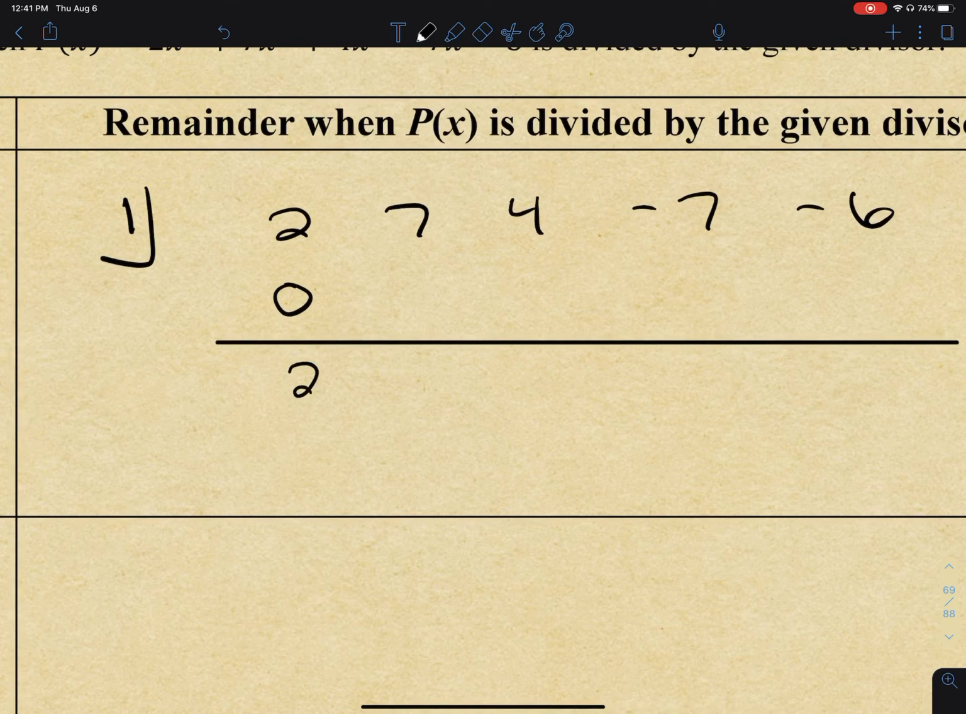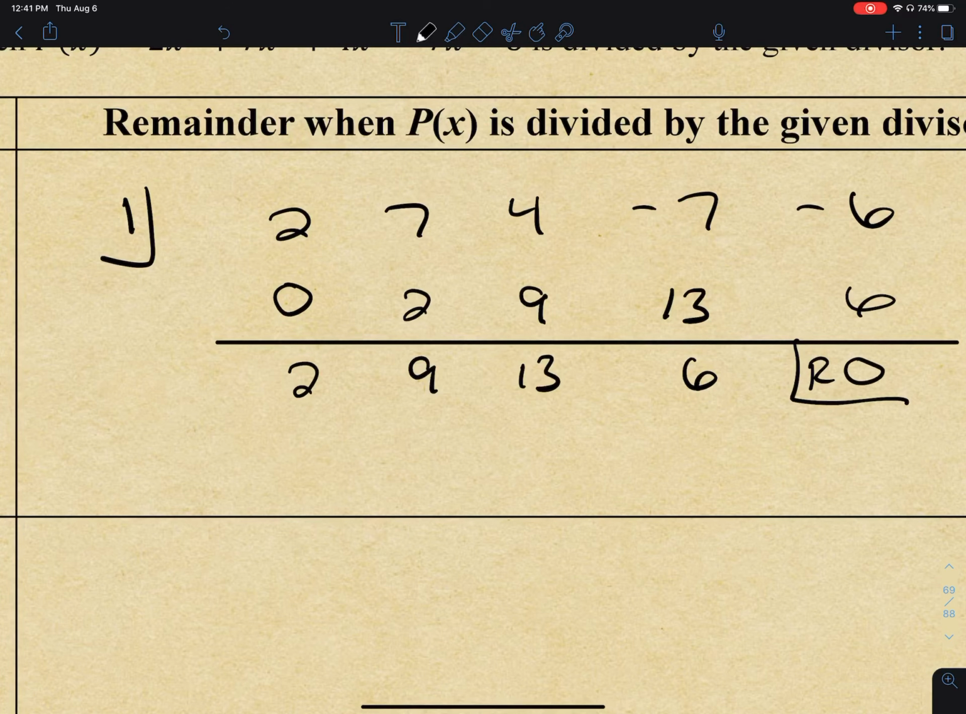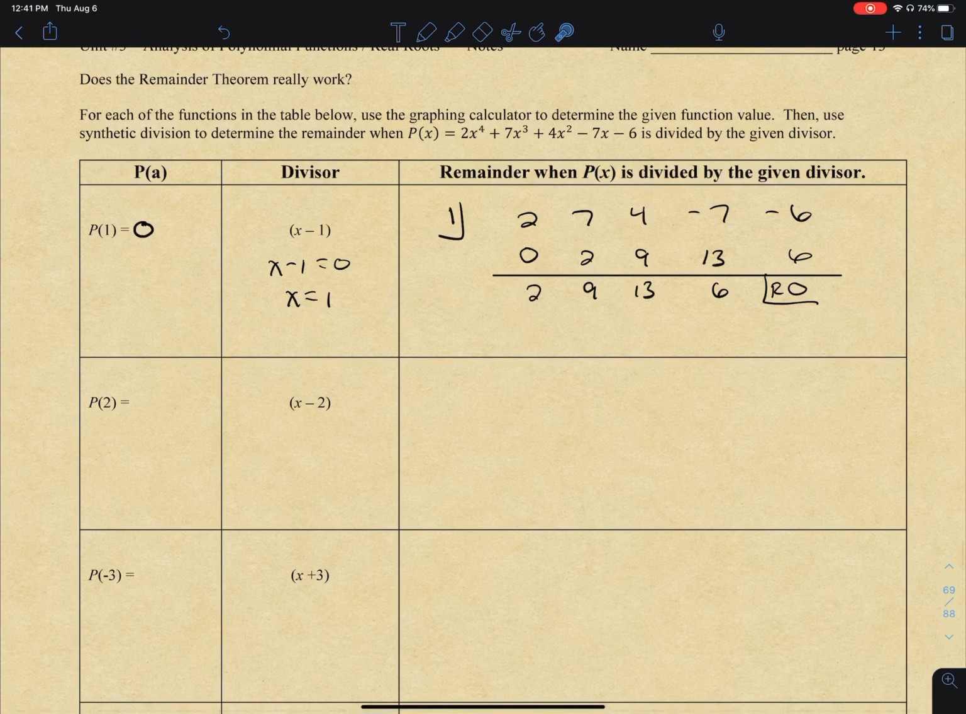If I divide this, add 2 and 0 and get 2. 1 times 2 is 2. Add, I get 9. 1 times 9 is 9. Add, I get 13. 1 times 13 is 13. Add, I get 6. 1 times 6 is 6. This last box is the remainder. It's 0. So sure worked for this one. P of 1 is 0. If you divide function p by x minus 1, you get a remainder of 0. Looks like the remainder theorem is working.